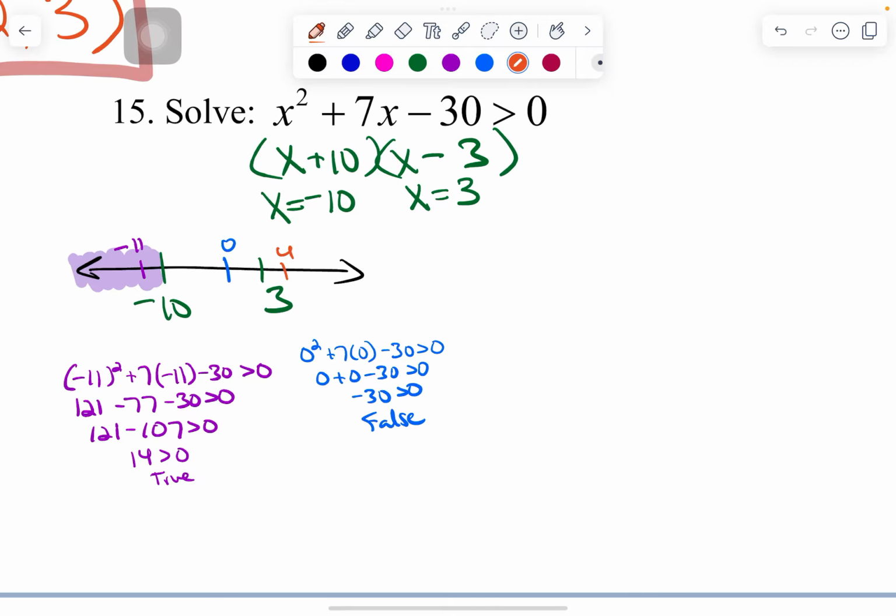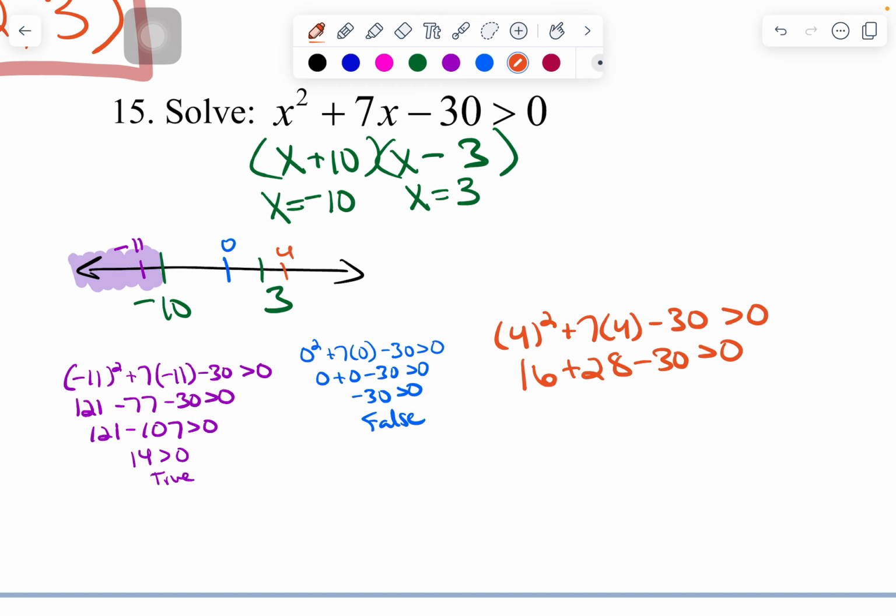And so let's see what I've got here. If I test 4, so 4 squared plus 7 times 4 minus 30, and I want this to be greater than 0. So 4 squared is 16. 7 times 4 is 28. Minus 30 greater than 0.